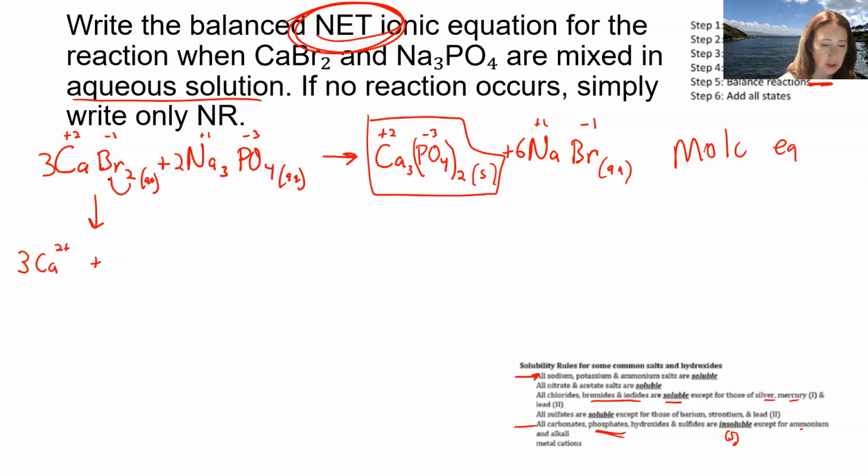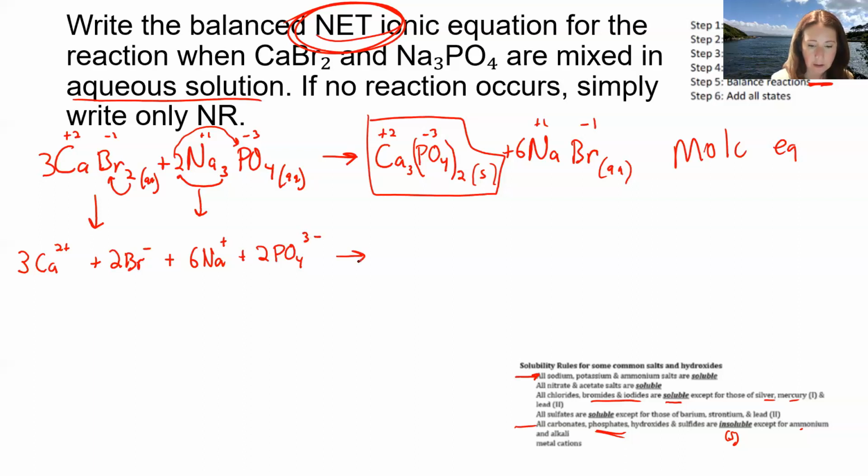Plus, there's 2 Br⁻, 2 Br⁻ plus 3 times 2 makes 6 Na⁺ plus 2 phosphates, don't take this one apart, leave it together.